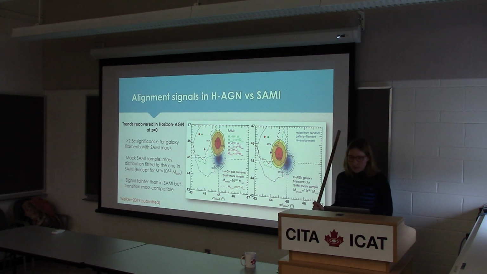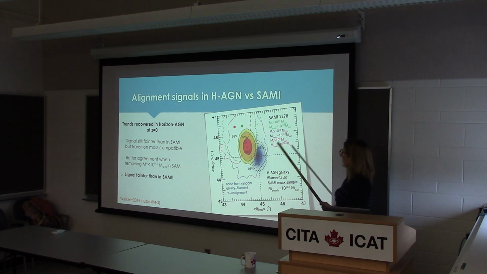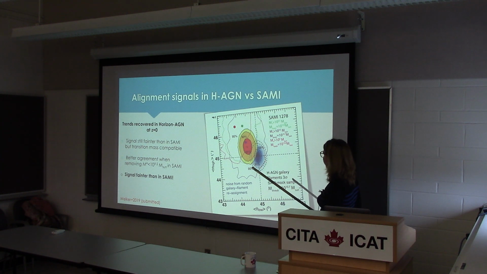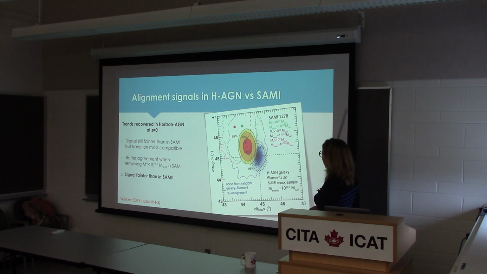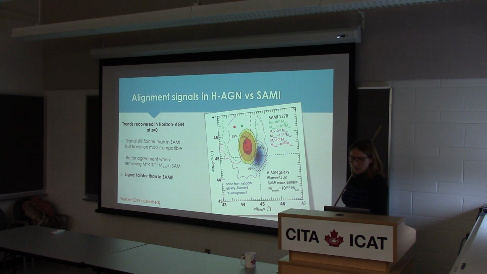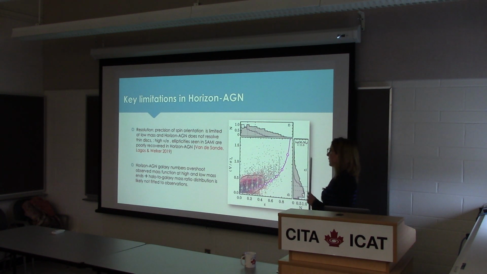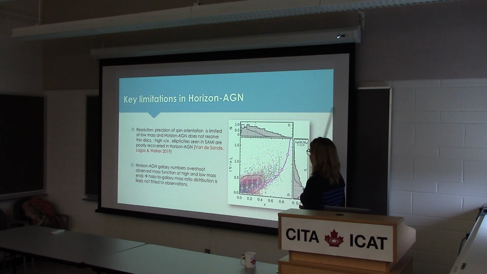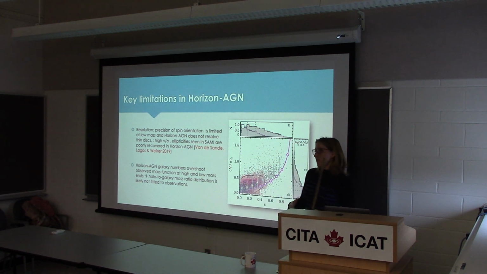I would still say that I find that there's a tension between the two. And that if we remove everything in SAMI, well, the tension is somewhat relieved, but the signal still seems to be a little bit fainter in Horizon-AGN. And it's actually something we can't really avoid because we have some key limitations in Horizon-AGN, the first one being the resolution. So the precision of the spin orientation is limited at low mass in Horizon-AGN.